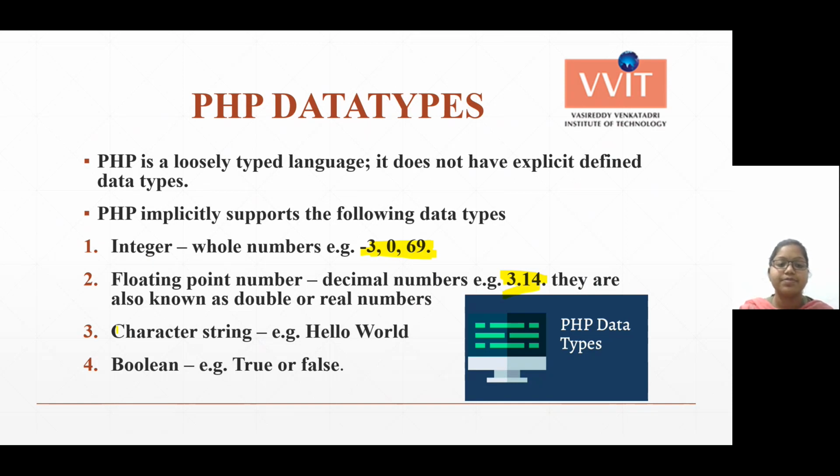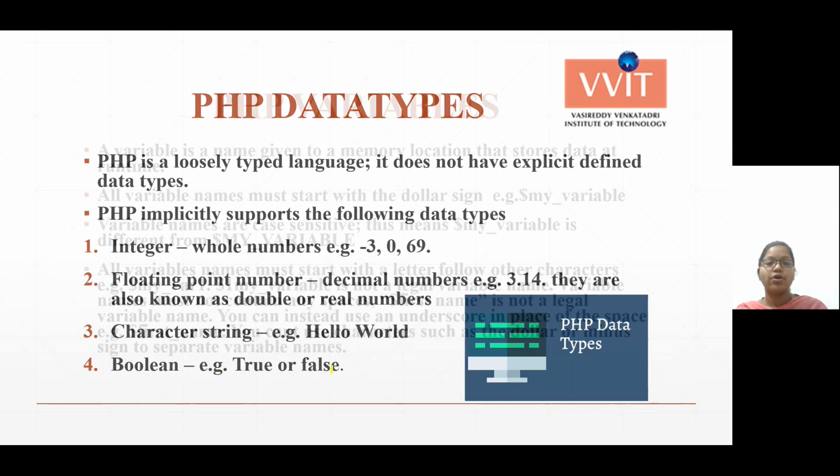Next, character string. As we know, a string is a sequence of characters. The example I have given here, hello world, is a string, hence it is considered a character string in PHP. As for booleans, they are true or false. In almost all the languages, the boolean has only two values, true or false. This is about the data types in PHP.